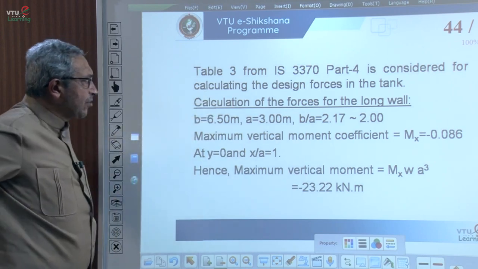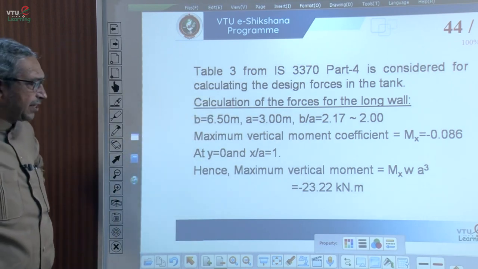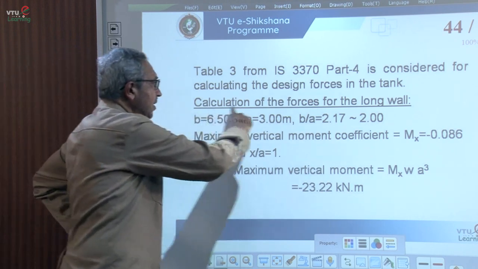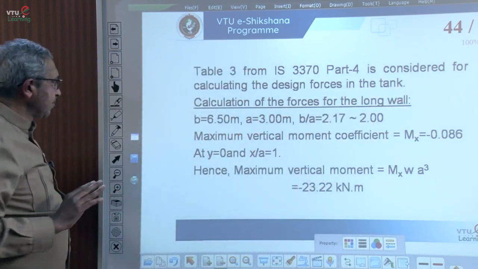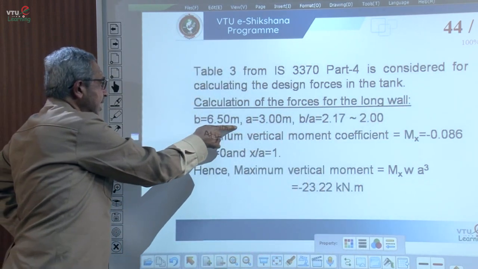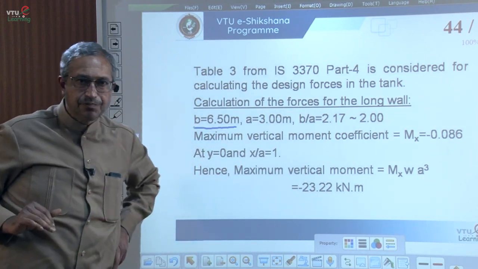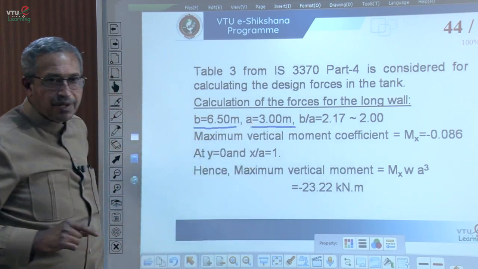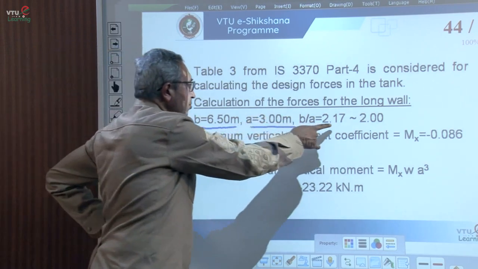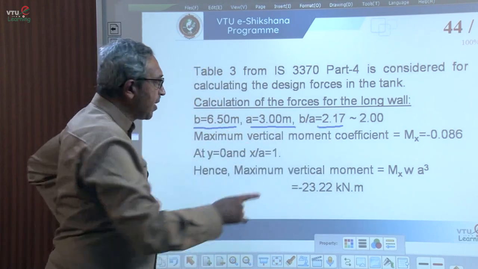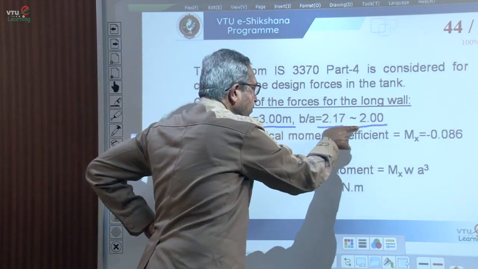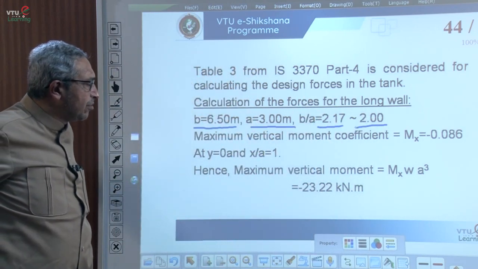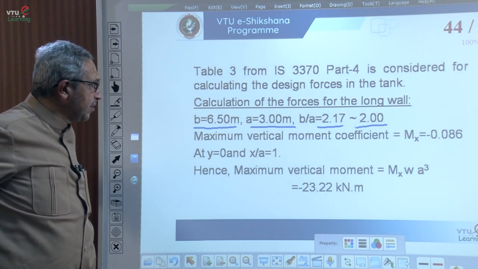Table 3 from IS 3370 part 4 is considered for calculating the design forces in this tank, as I told you earlier also. Calculation of the forces for the long wall. For the long wall, dimension B is 6.5 meters. Total height of the tank A is 3 meters. The ratio b by a comes to around 2.17. This 2.17, I will round off to 2 because 2 is nearer to 2.17 in this present case.